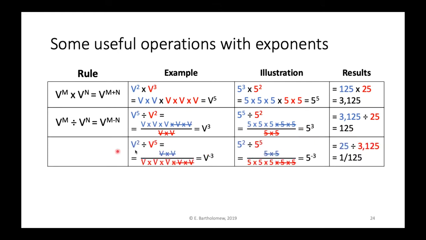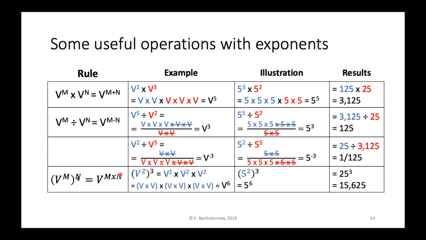Okay, and I should point out this works even when the n is bigger than the m. So we have v squared over v to the fifth. We would have 2 v's up here and 5 down here. We would in that case end up with, well, 1 over v cubed, and we know that's the same as v to the negative third, right? And this shows it in numbers. And again, you should get the decimal equivalent of 1 divided by 125 if you plug that into your calculator.